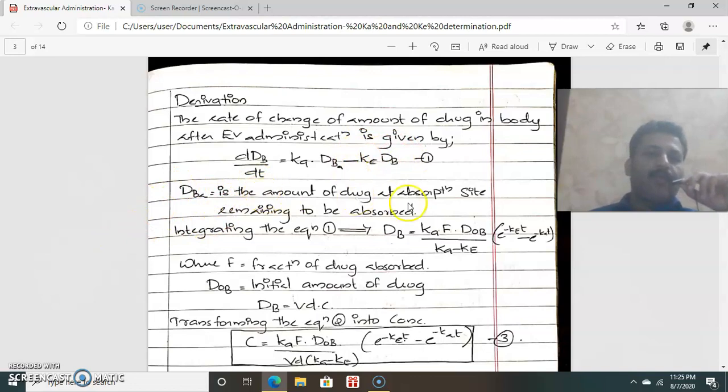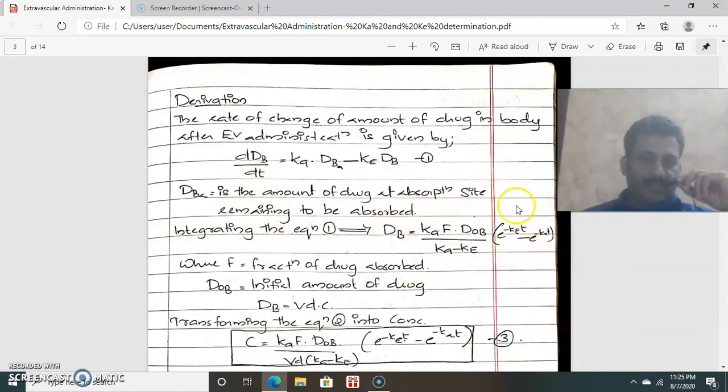dB_A is the amount of drug at absorption site remaining to be absorbed. So next step will be integrating the equation 1. We are going to integrate the equation 1. So after integration, you will get the amount of drug present in the body is equal to K into F into D0 divided by Ka minus Ke into e raised to minus Ke into t minus e raised to minus Ka into t. Okay, after integration, you will get a final equation.